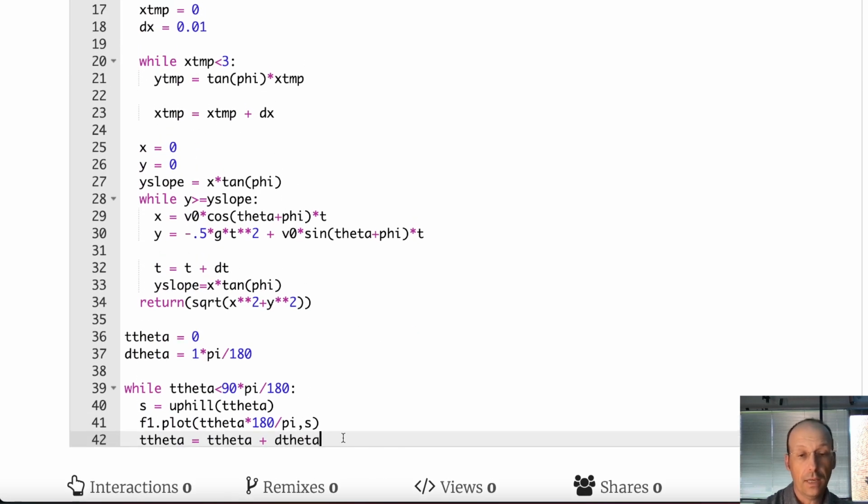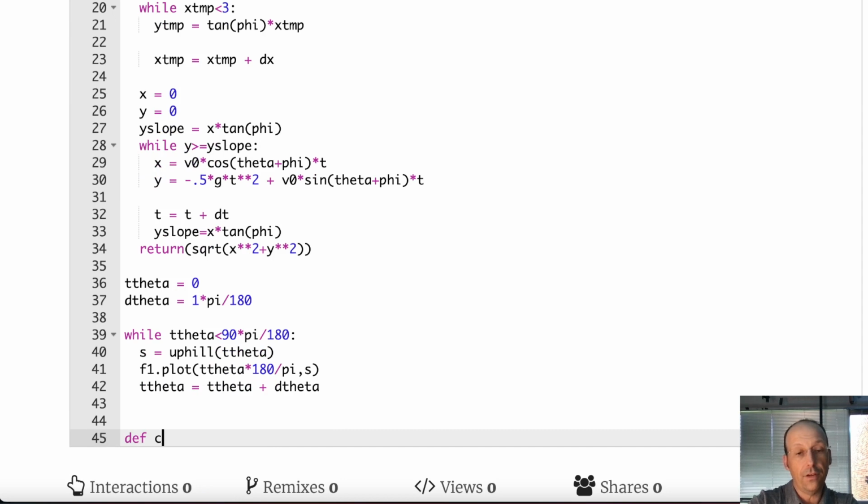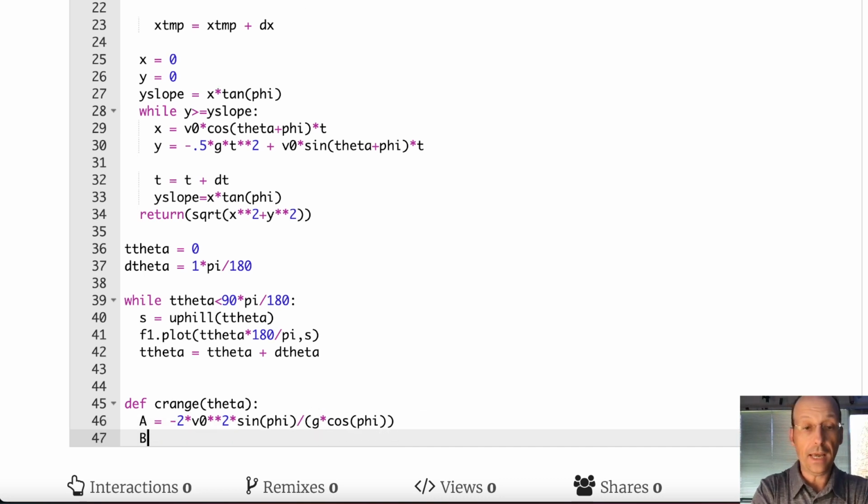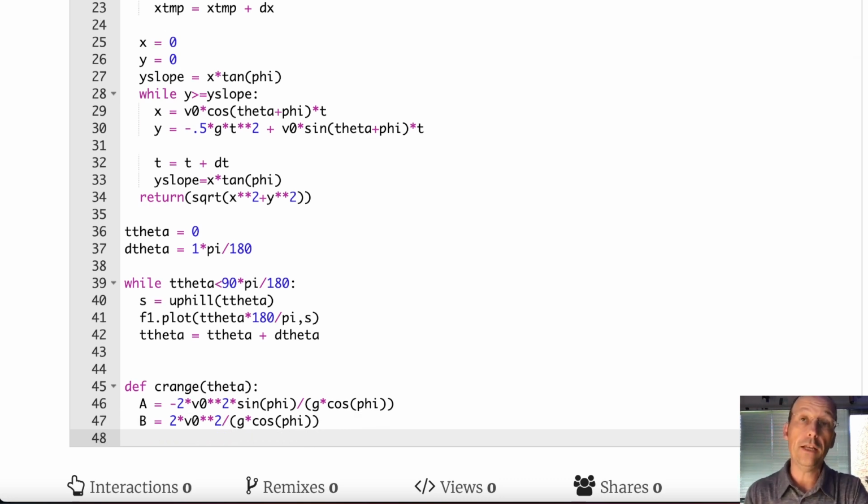Okay, let's go over here and let's just say def C range and input my angle theta. And I'm going to use the equation that I had before because I didn't know what it was. So let's just see if that is correct. A equals -2 times v0 squared times sine of phi divided by g times cosine phi. That was my A term. B I had was 2 times v0 squared divided by g times cosine of phi.